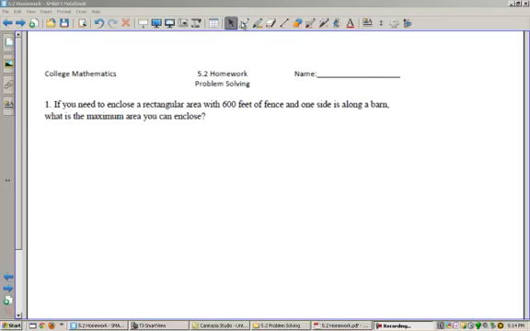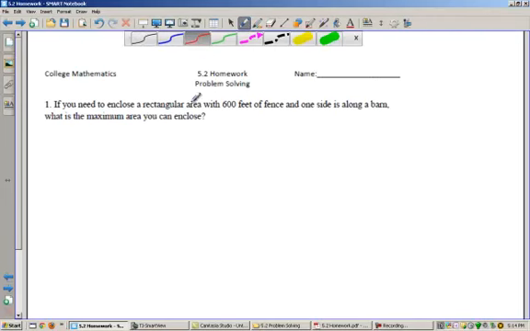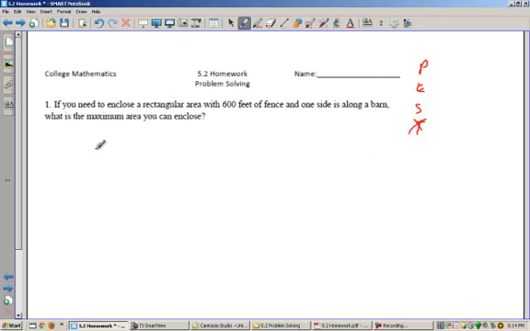Alright, so this is 5.2 homework, problem solving, and we're going to do these optimization problems. The idea in optimization problems is a four-step process really: picture, equation, solve, and test. We really won't need to solve to test, because we'll do this sort of in the solving part. So here, number one, we want to create a picture.